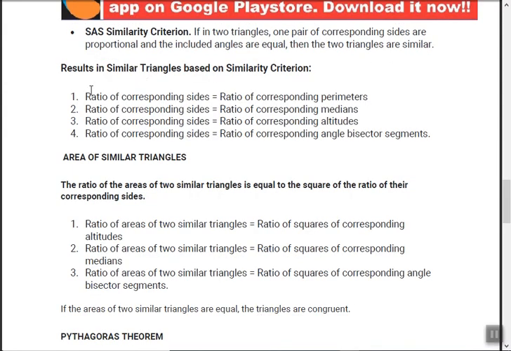Now a few important shortcuts for the various areas and perimeters. See this. In similar triangles, the ratio of corresponding sides equals the ratio of corresponding perimeters. Means if the perimeters' ratio is asked, you can just find the ratio of sides and write it. That's the answer. The ratio of corresponding sides equals the ratio of corresponding medians, the ratio of corresponding altitudes, and again, the ratio of corresponding angle bisector segments. Means these segments which bisect the angles.